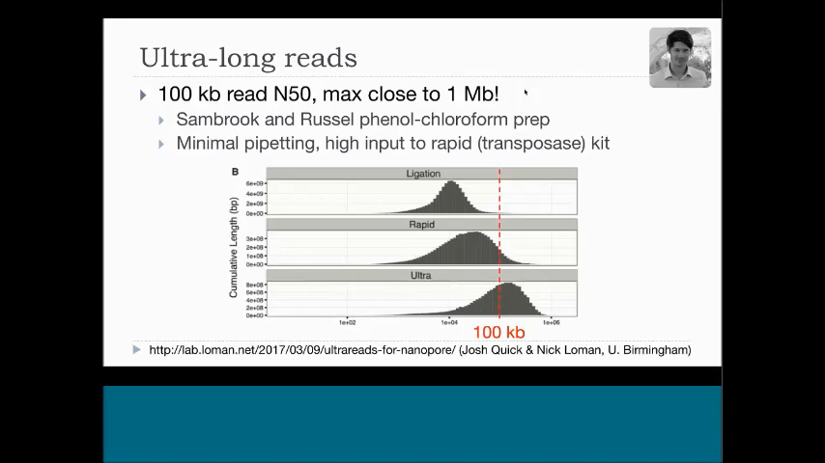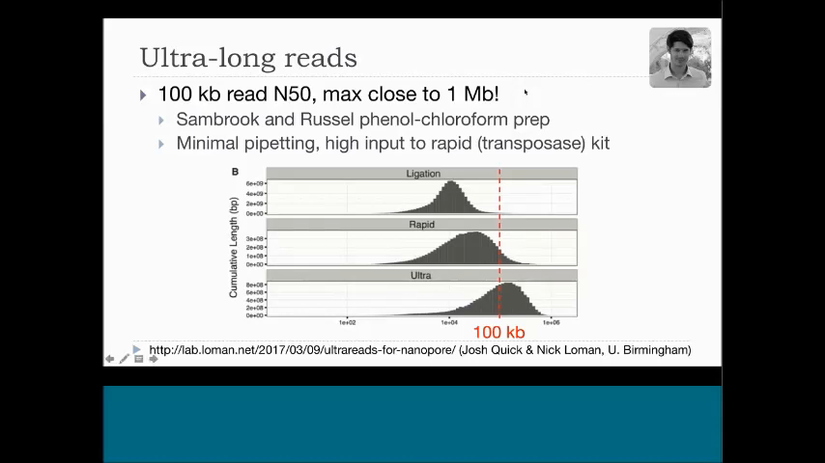And in the best cases, Josh has been able to achieve 100 KB read N50 length with maximum reads recently exceeding 1 megabase pair on a single read. So no assembly required. You just get a read off of the nanopore device that's over 1 megabase long. Really just going back to basics in terms of DNA preparation, just very gentle handling, lysing of the cells, very gentle handling of the DNA, currently using the rapid kit from Nanopore, which is the transposase-based prep.